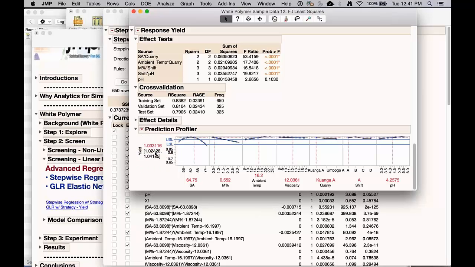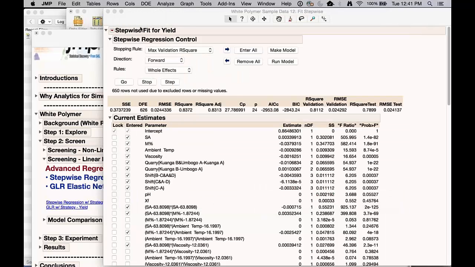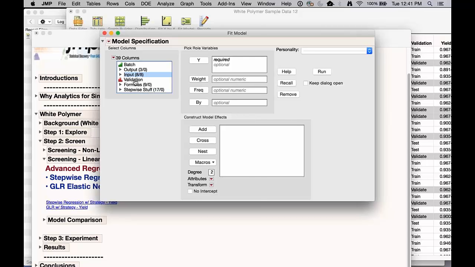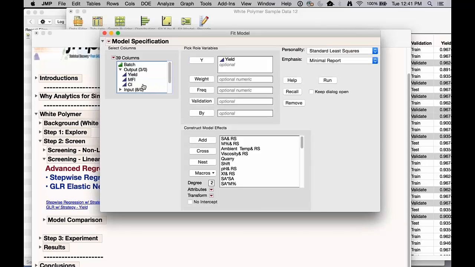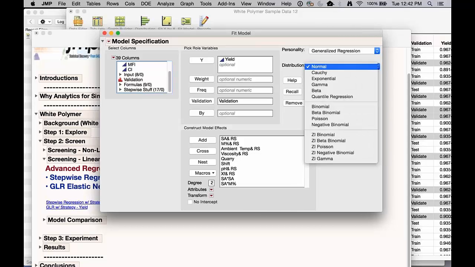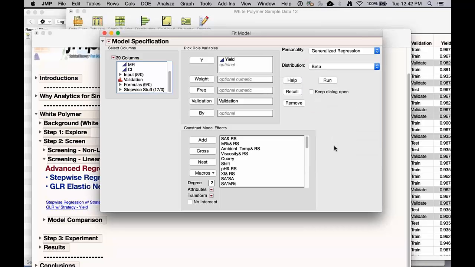You can't. One of the problems here is this is assuming normality. We already looked at the distribution and know this is skewed data. That beta distribution fit better. So how I'm going to handle that is, this time when I go back to the model and set up my model, I'm going to ask for a generalized regression. The cool thing here is, look, now it lets me pick what distribution's important. The beta distribution was the one that looked the best when we checked it.